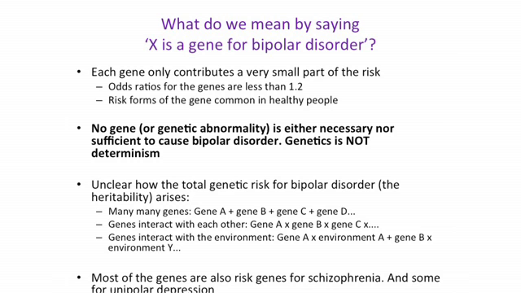Okay, so I just want to finish with some slightly more general reflections about genes, the interpretation of the evidence, and where the field is going to go from here. And this question, which you often hear about in the media: what does it actually mean to say X is a gene for bipolar disorder?